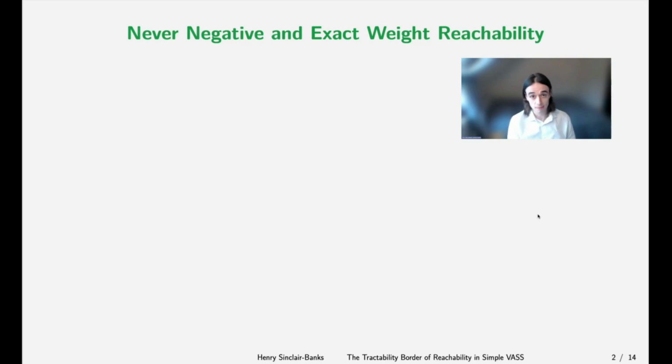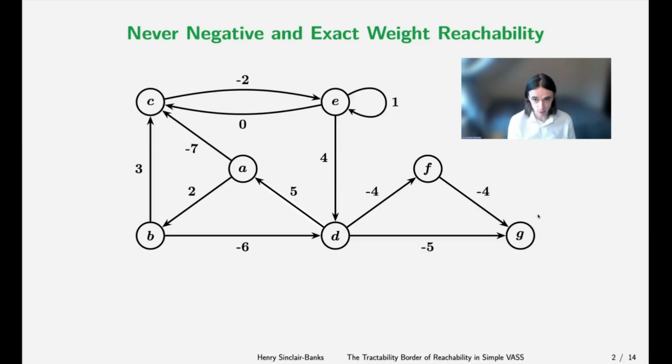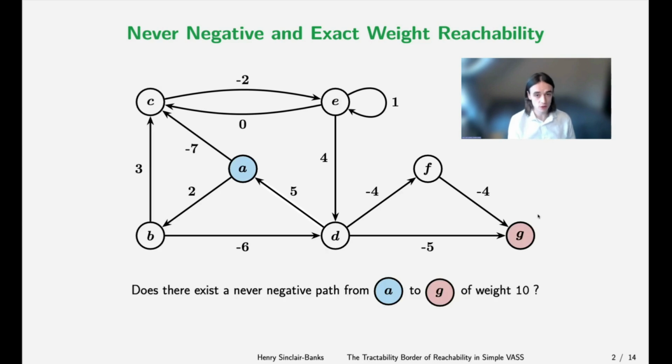Okay, let's get started. First, I will introduce a special reachability problem on weighted directed graphs that I'll informally call the never negative and exact weighted reachability problem. So here's a directed graph, and I'll label the edges with integers. An example of this question asks whether there exists a so-called never negative path from A to G of weight 10. By never negative, I mean that the partial sum of the weight along the path always remains non-negative.